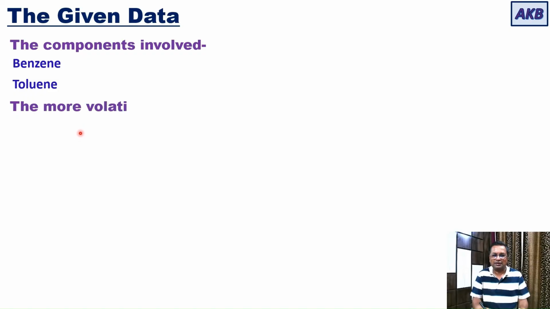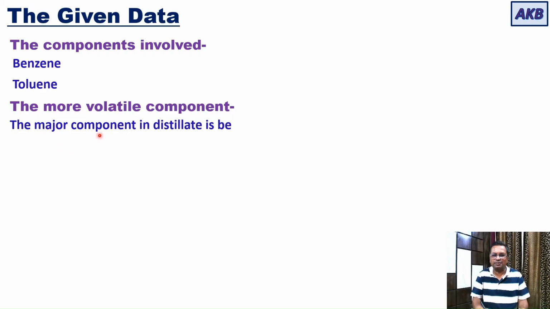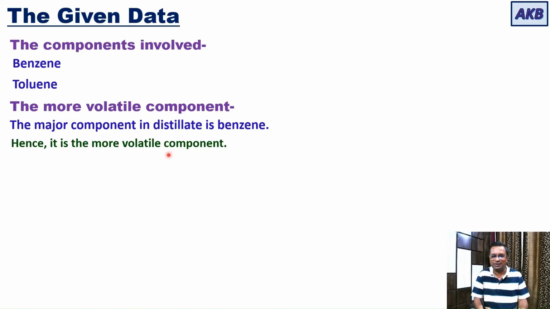So first of all, let us collect the given information, the given data. The components involved, there are two components. You have benzene and then you have toluene. Which one is the more volatile component? How is it decided? Since the major component in the distillate is benzene, therefore it is the more volatile component. Because benzene being more volatile, it will be vaporized to a greater extent, and the distillate therefore will be containing benzene as the major component.